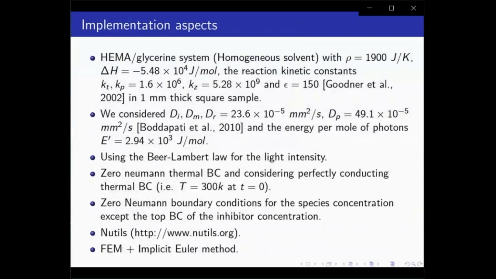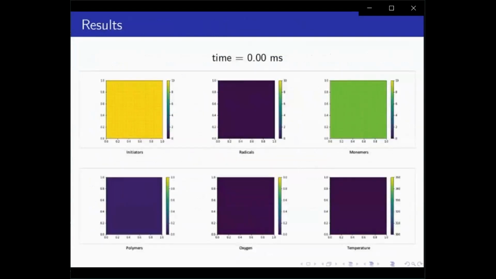In the model implementation, we considered the monomer 2-hydroxyethyl methacrylate, which has an industrial name called HEMA, and glycerin as the solvent. So we have a HEMA-glycerin system that forms a homogeneous solvent in a 1 mm square sample with actual reaction coefficients as shown here. Here is the simulation of the photopolymerization process model we built. The results show the concentration of initiator, radical, monomers, polymer, inhibitor, and temperature distribution.